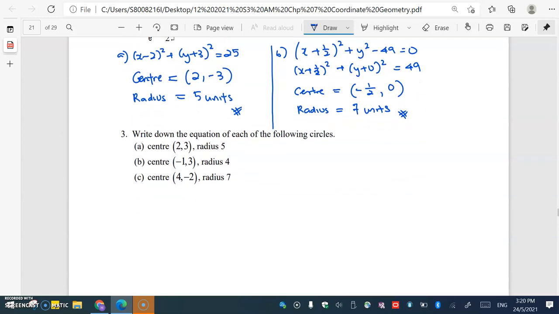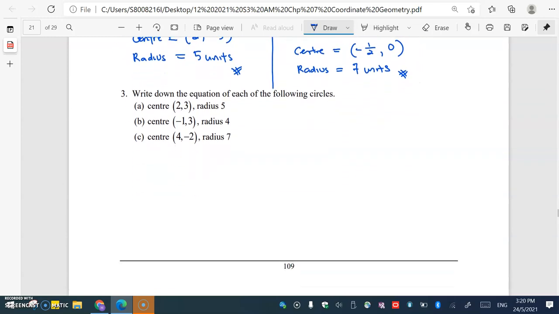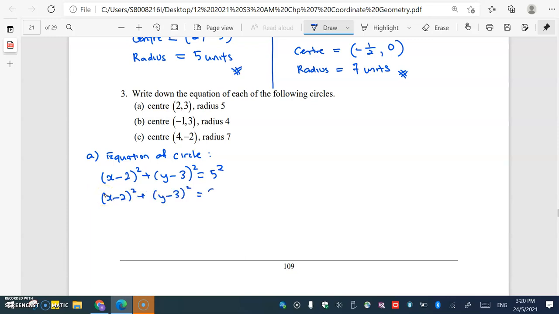Vice versa, if I'm given the center and I'm asked to form the equation now. In part A, I know the center is (2, 3), radius is 5. I can therefore form the equation of circle. In this case, you will get (x − 2)² + (y − 3)² = 5², which is (x − 2)² + (y − 3)² = 25.